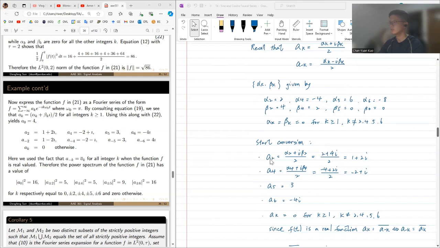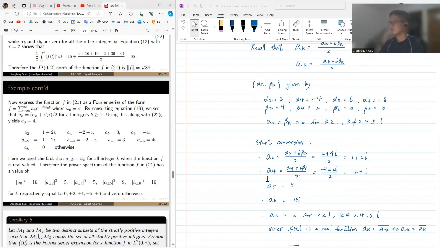Let's start with a2. According to the equation above, a2 will equal alpha 2 plus i beta 2 over 2. And so that's 2 plus 4i over 2, which equals 1 plus 2i. Now let's look at another example, a4. So a4 will equal alpha 4 plus i beta 4 over 2. And that's equal to negative 4 plus 2i over 2, which equals negative 2 plus i.